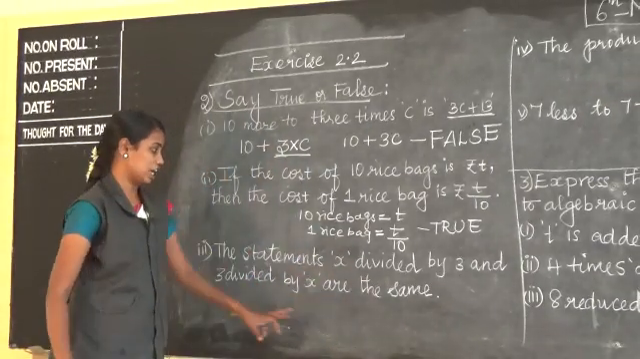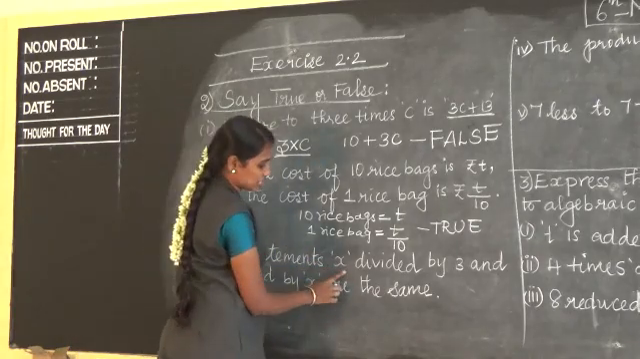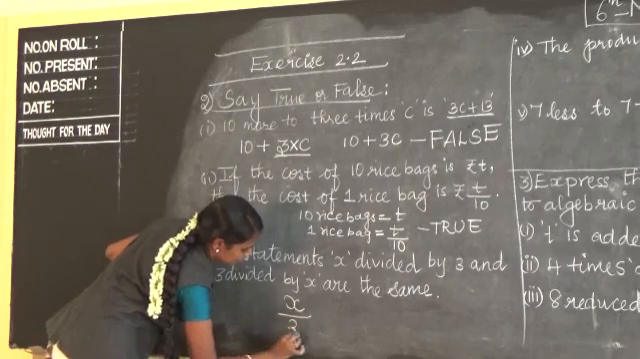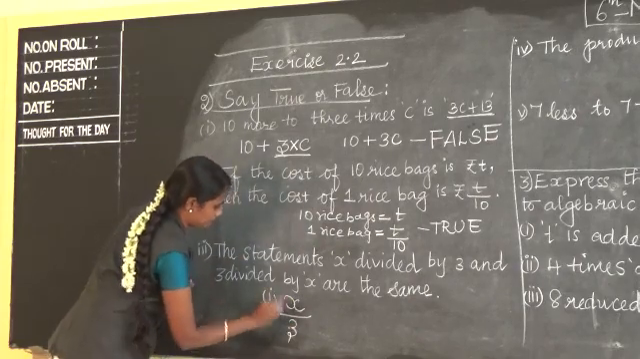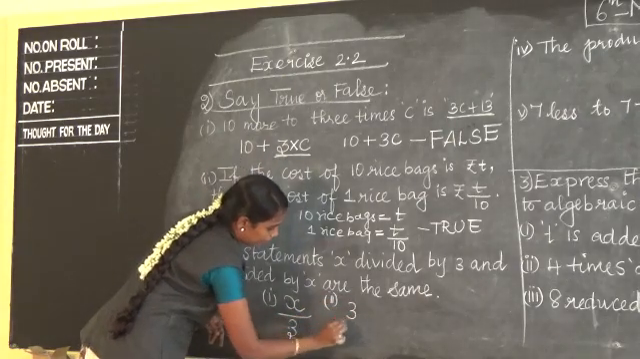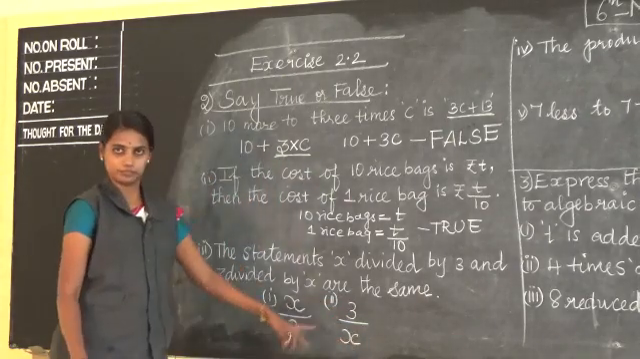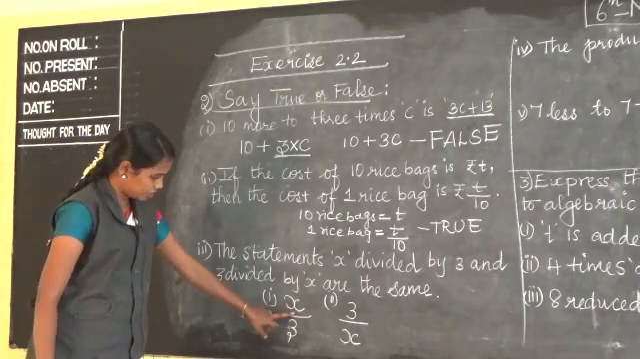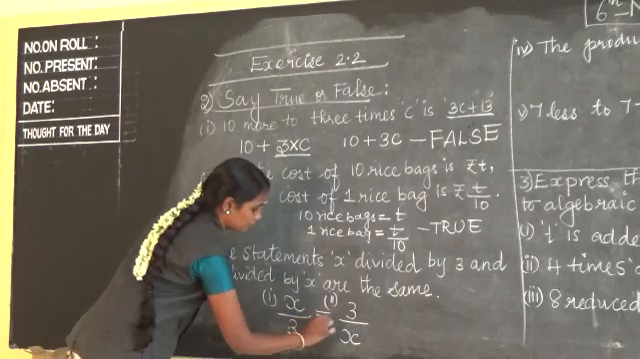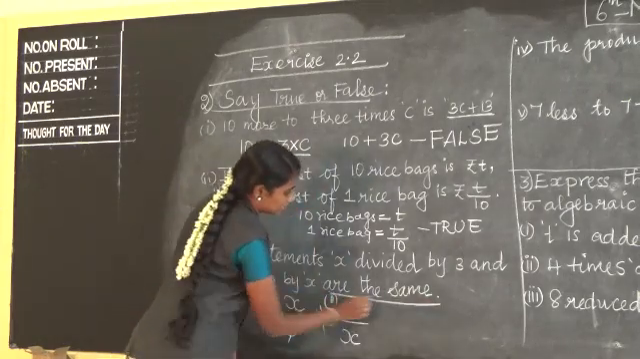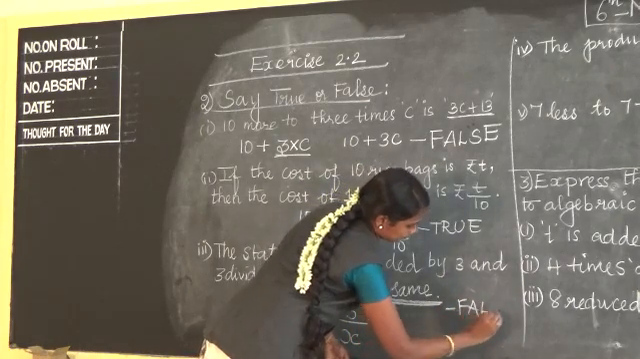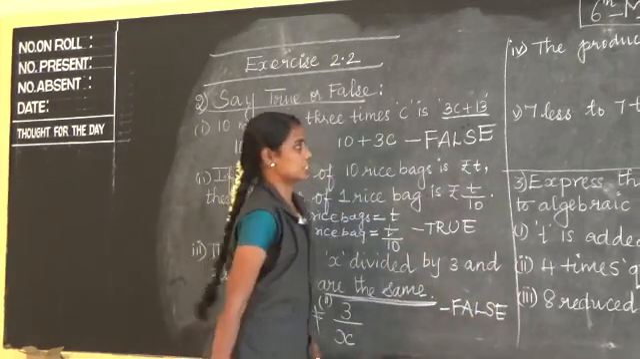Next, the statements: x divided by 3 and 3 divided by x are the same. Okay, two statements are given. First let me explain the first statement. X divided by 3. This is the first statement. Next statement, 3 divided by x. Are they the same? No. Because here the numerator is x, here the numerator is 3. So it won't be the same. So the given statement is false.